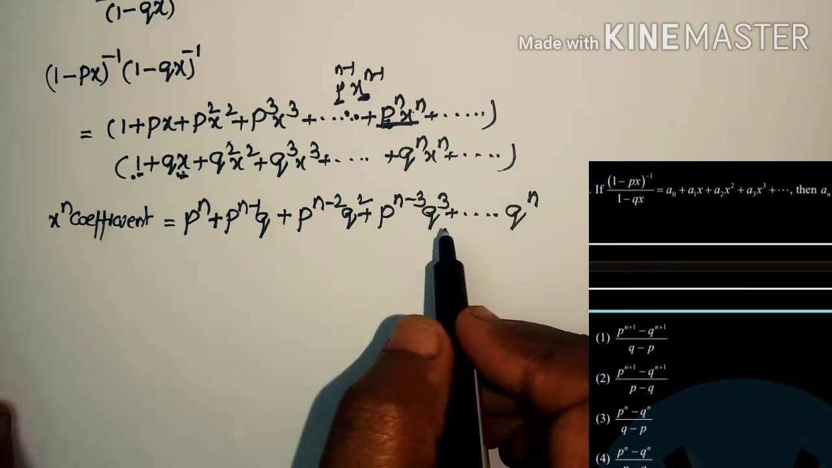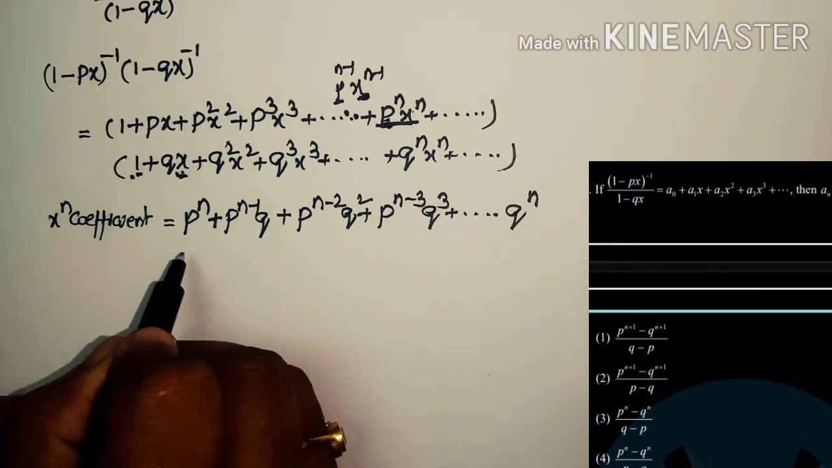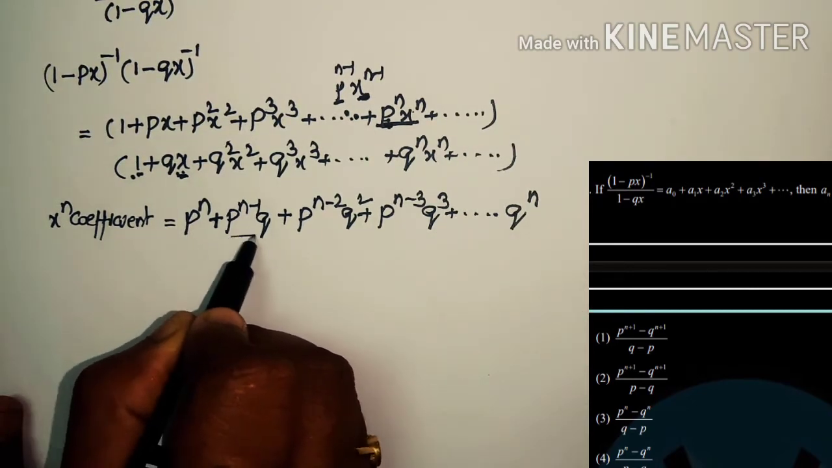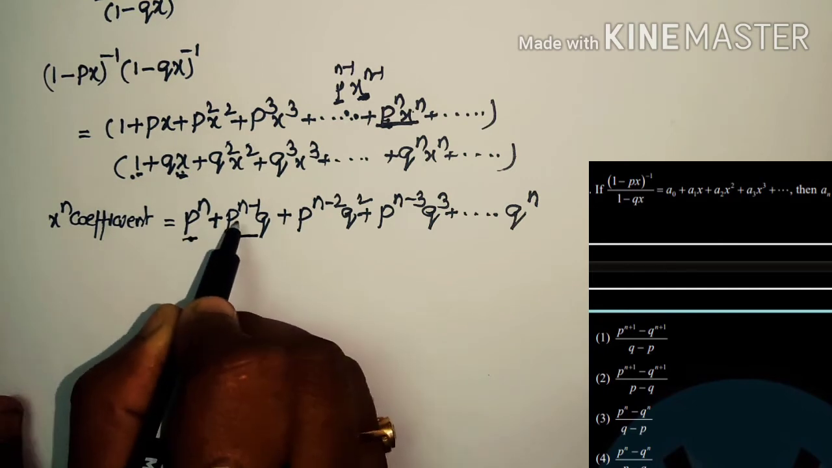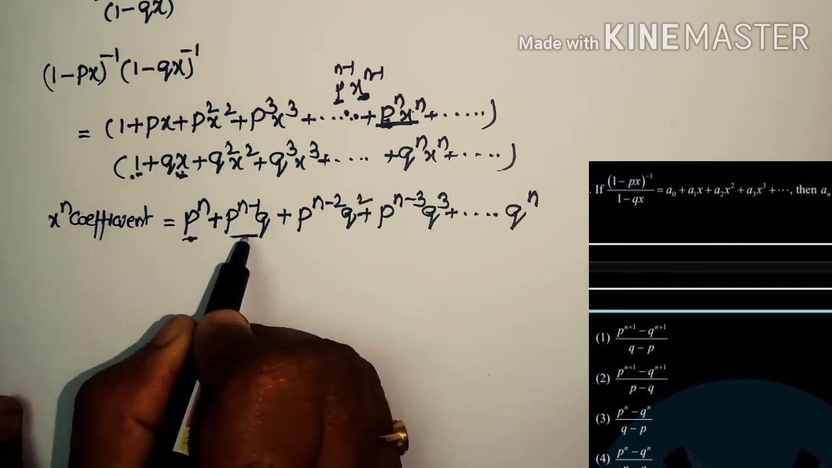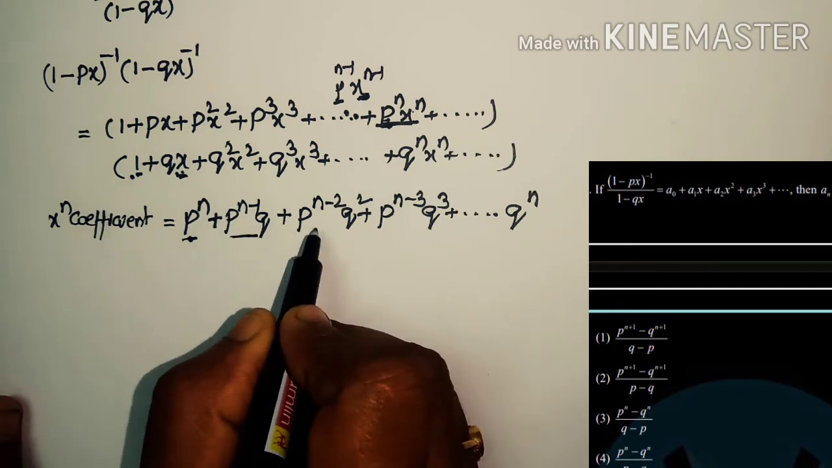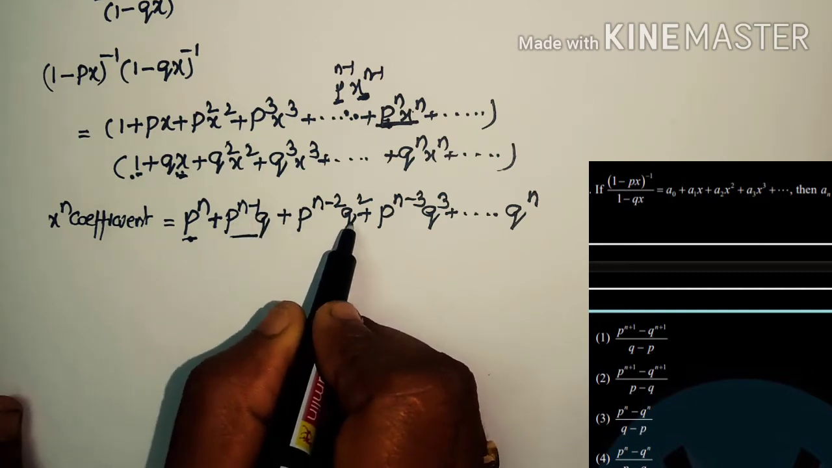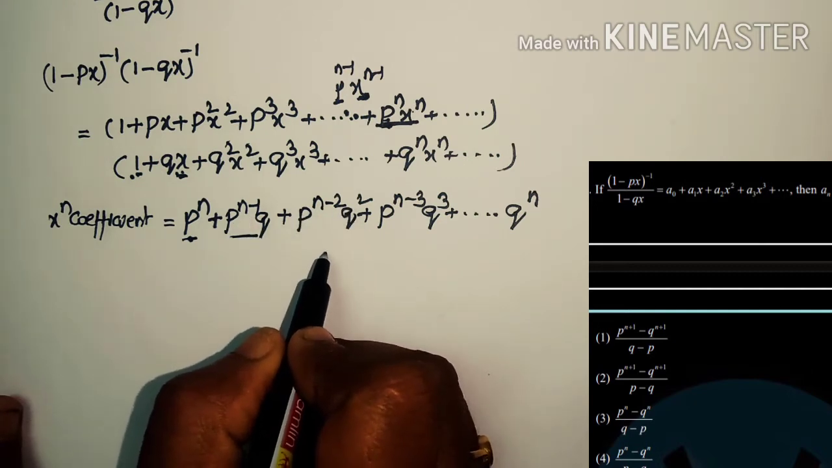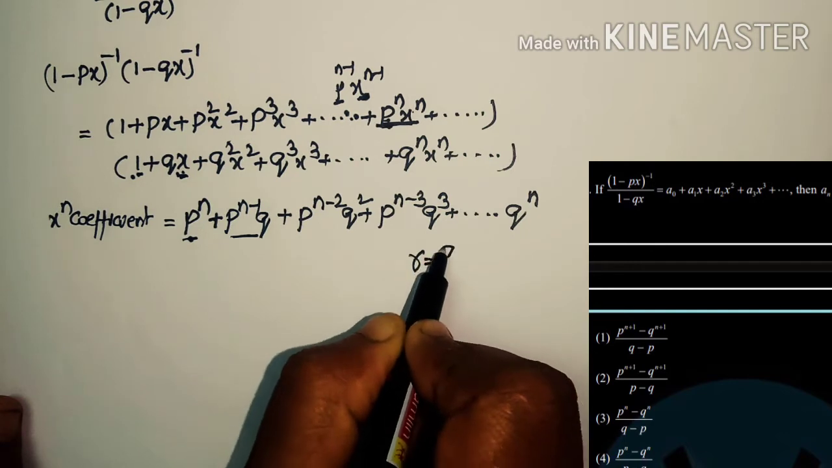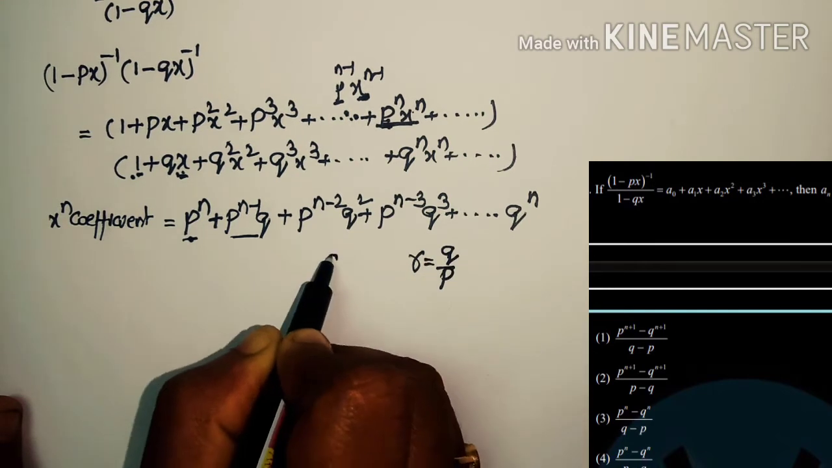When we observe, this series is a GP series. Here the common ratio is t2 by t1, which is p power n minus 1 into q by p power n, which gives q by p. And t3 by t2 is p power n minus 2 q square by p power n minus 1 q, which also gives q by p. Therefore the common ratio r is q by p, and this is a GP series.